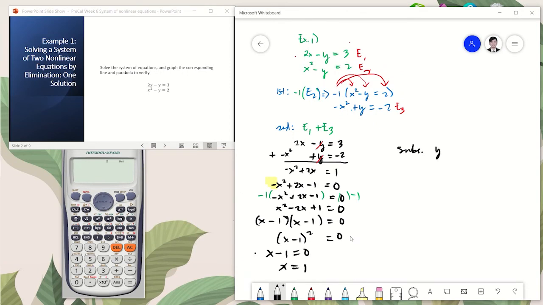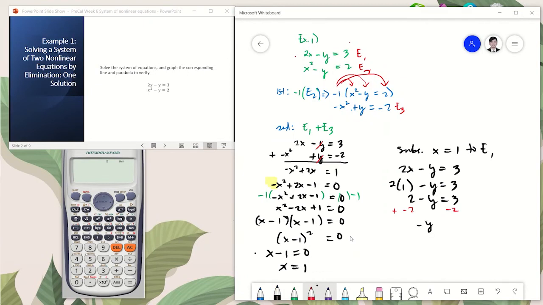So we'll substitute x is equal to 1 to any of the equations that we have here. So perhaps I'll choose equation 1. So you have 2x minus y is equal to 3. So 2 times 1 minus y is equal to 3. So that would be 2. Add negative 2 on both sides.